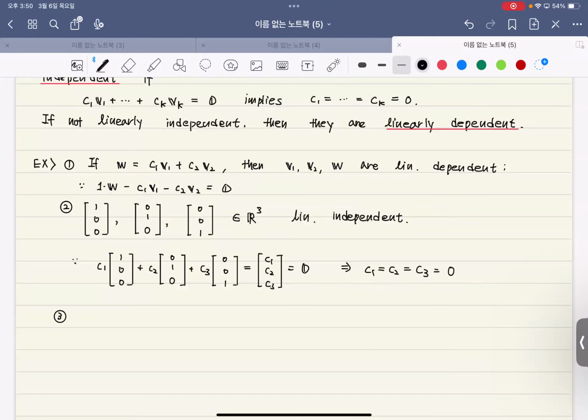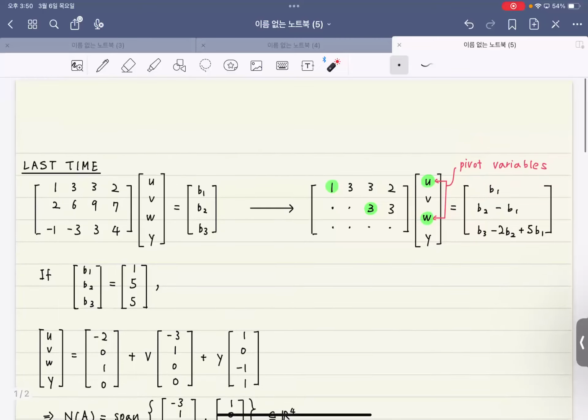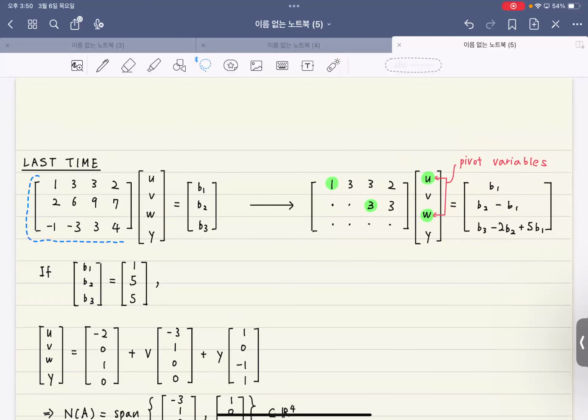So far, everything was so easy. Now, let me take this matrix.